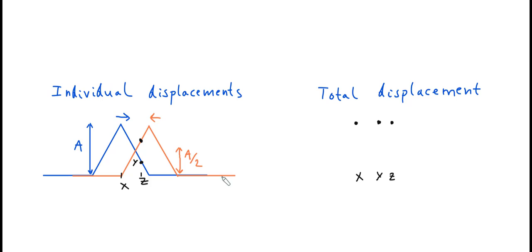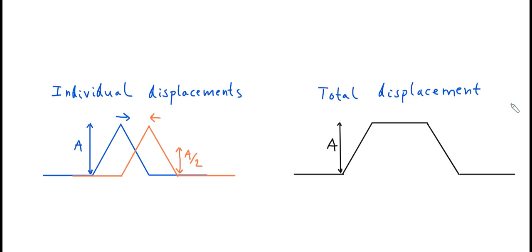And once again, if you keep on doing this for all points along this axis, and you work out all these total displacements and join them up, we'll find that the total displacement looks something like that. Okay, so you see here in this portion, in between this point, corresponding to the peak here and the peak over here, in this section the individual displacements add up to give this sort of plateau here of displacement A.